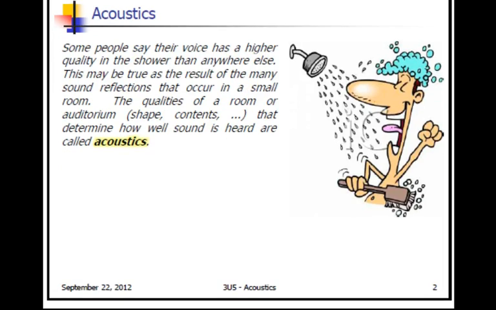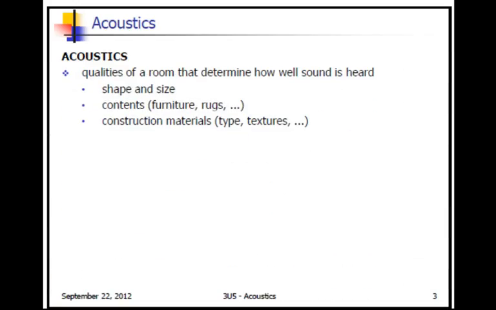Some people say their voice has a higher quality in the shower than anywhere else. This may be true as a result of the many sound reflections that occur in a small room. Qualities of a room or auditorium that determine how well the sound is heard are called acoustics. And this is your definition for acoustics. Acoustics is the quality of sound heard in a room. It's determined by the shape and size of the room, the contents of the room, the construction materials.